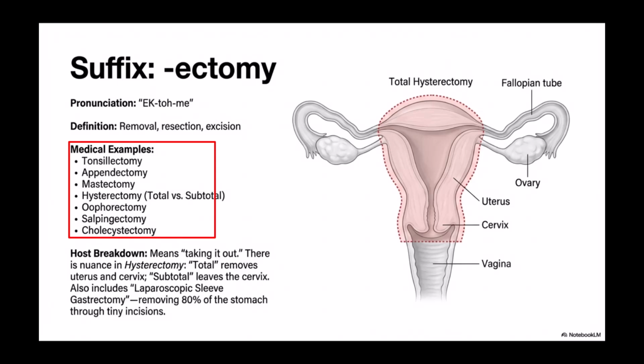And then there's oophorectomy, ovary removal. Salpingectomy, fallopian tube removal. And don't forget cholecystectomy, that's gallbladder removal. If it ends in ectomy, that organ's gone.